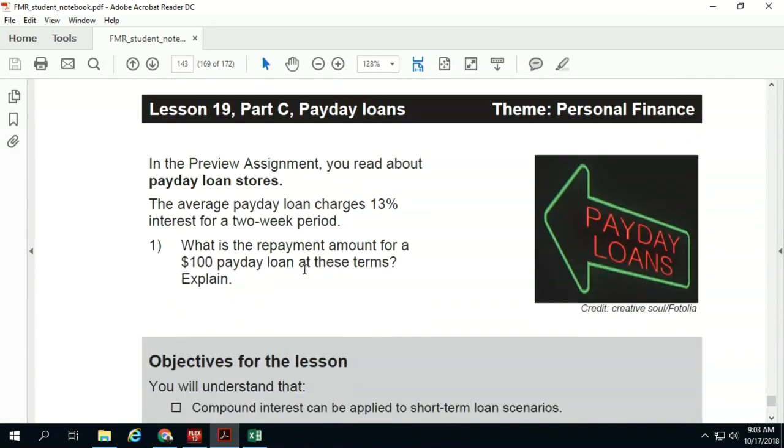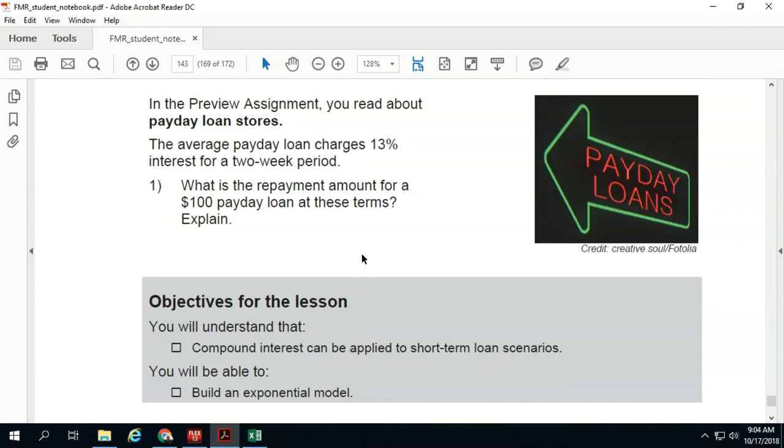19C, payday loans. I think it's important to talk about this for you guys because there will come a time in your life where you're going to be desperate for money, and going to a payday loan place is not going to be the solution to your problem. Why not? Yeah. If you sell this week's paycheck for money, and then next week you still need money, you're going to have to sell next week's paycheck for money, and so you're just going to keep on getting deeper and deeper into debt. Here's what it says. The average payday loan charges 13% interest for a 2-week period.